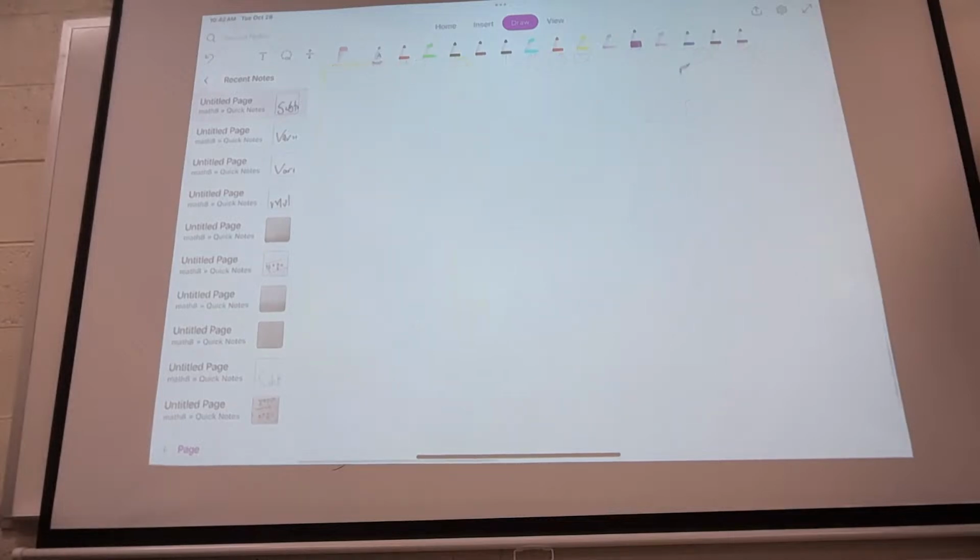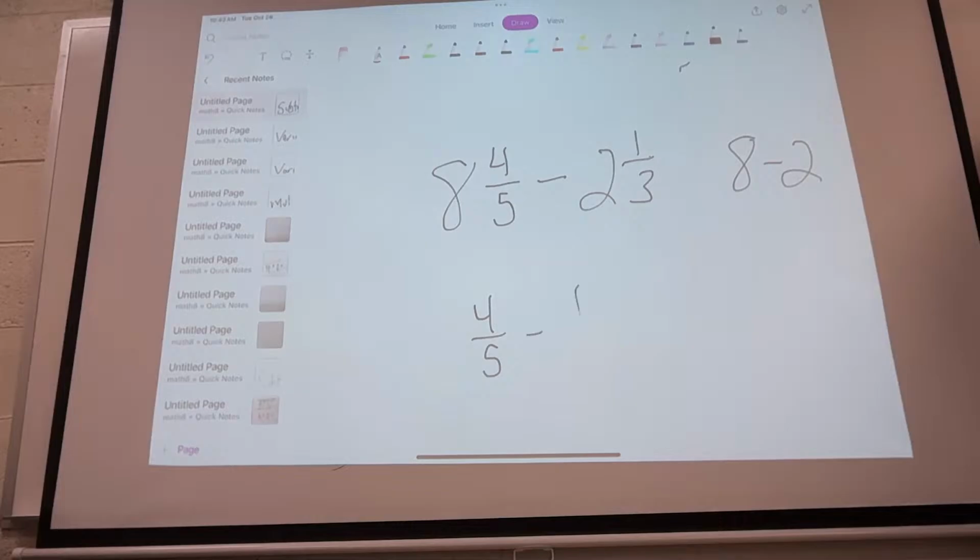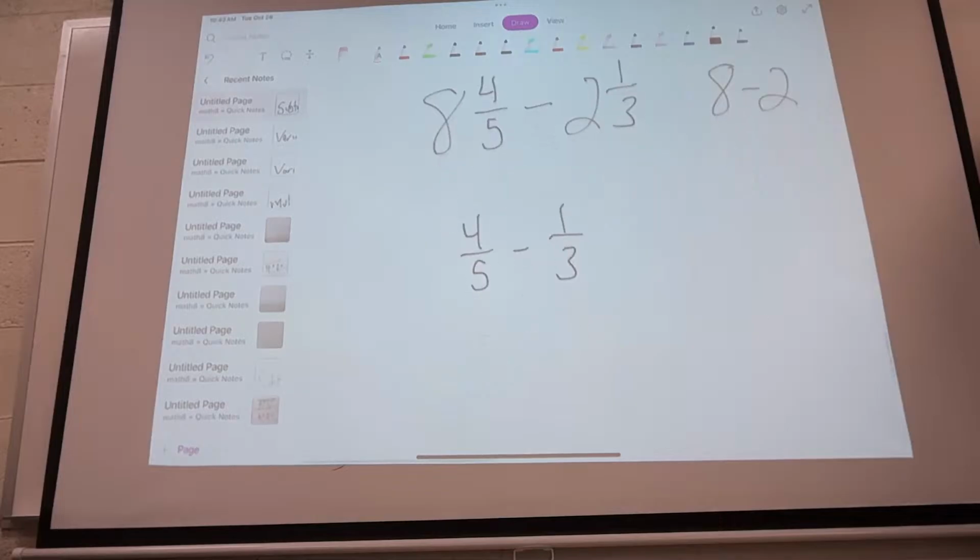Blaze, you want to talk us through this last one here? I know you're smart. 8 and 4/5 minus 2 and 1/3. We'll put the 8 and the 2 aside. 4/5 minus 1/3. All right. 5 and 3. What can I turn them into? 15 is correct.